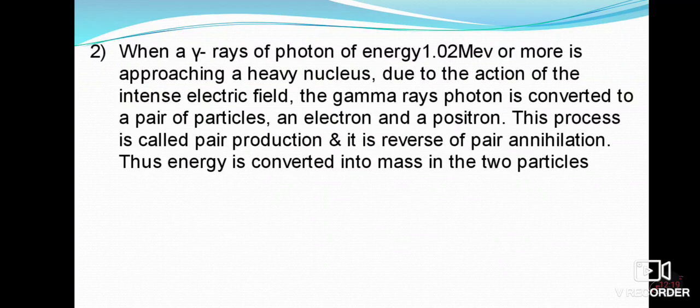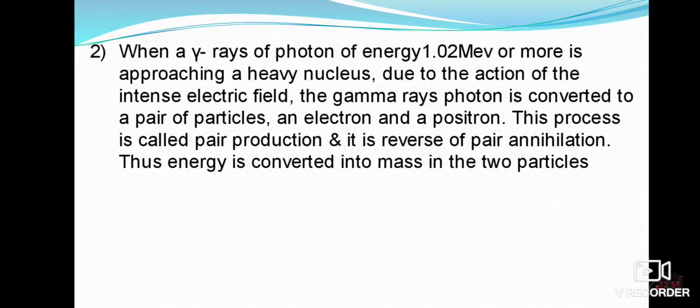And the next one: when a gamma ray photon of energy 1.02 MeV or more approaches a heavy nucleus, due to the action of the intense electric field, the gamma ray photon is converted into a pair of particles, an electron and a positron. So the gamma ray photon is converted into two particles, one an electron and the other a positron. This process is called pair production, and it is the reverse of pair annihilation.